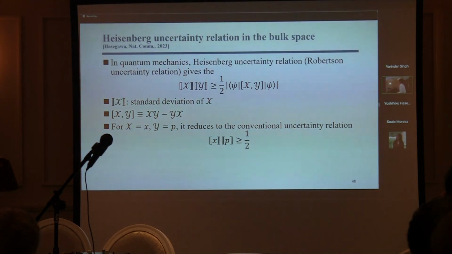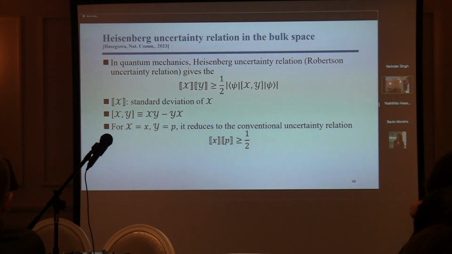And because I mentioned that when we consider the time evolution of CMPS, it is nothing but conventional quantum mechanics. So in principle, any relationship which holds in quantum mechanics can be applied to the time evolution of CMPS states. So how about the Heisenberg uncertainty relationship?